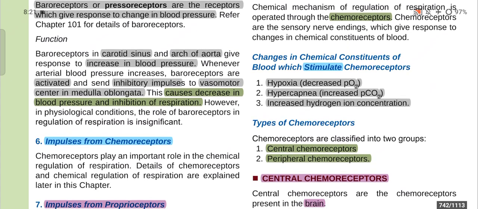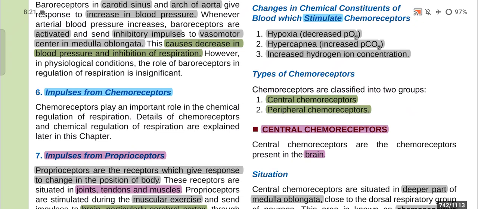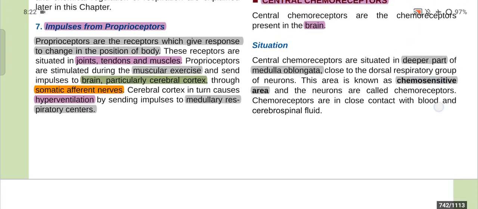Now, types of chemoreceptor. It is of two types: one is central and one is peripheral. First of all, the central. Central chemoreceptors are present in the brain. They are present in the deeper part of the medulla oblongata, which is close to the dorsal respiratory group of neurons, and this area is known as the chemosensitive area. And the neurons are called chemoreceptors, and the chemoreceptors are in close contact with the blood and cerebrospinal fluid.